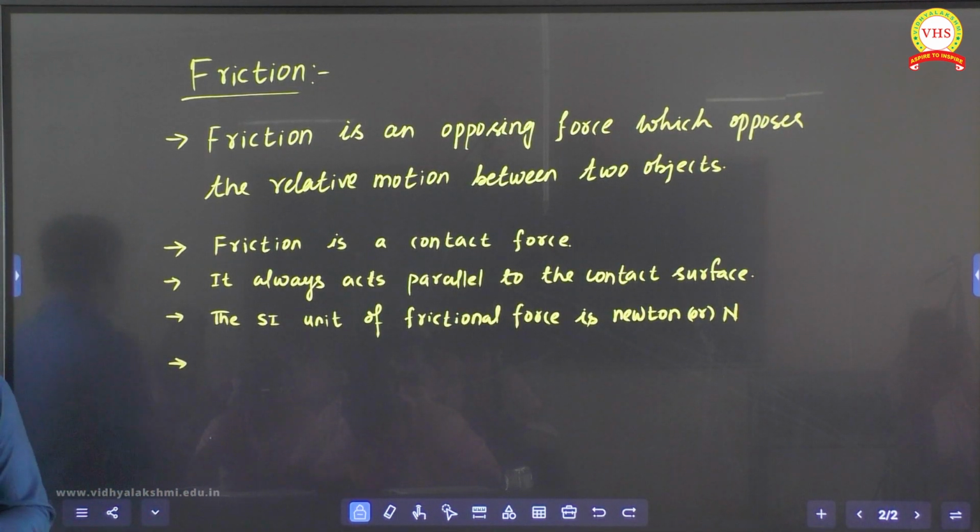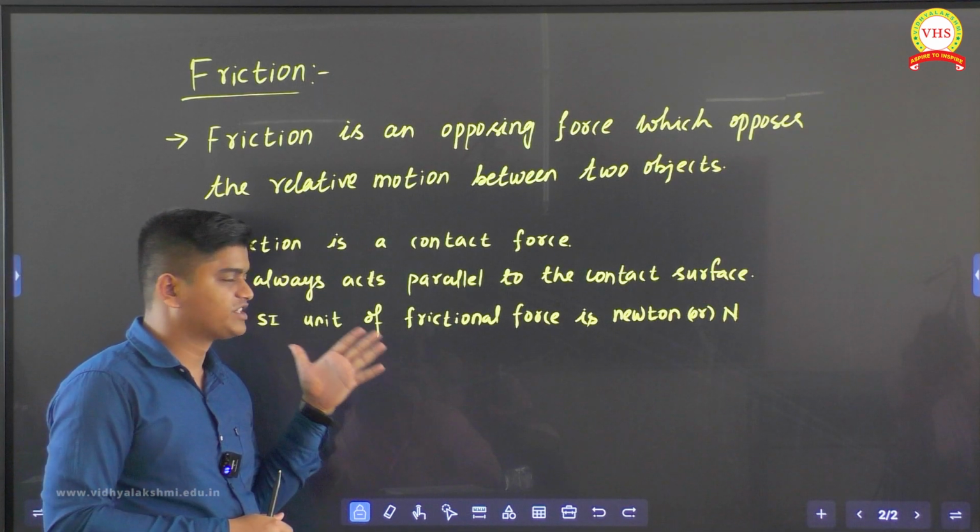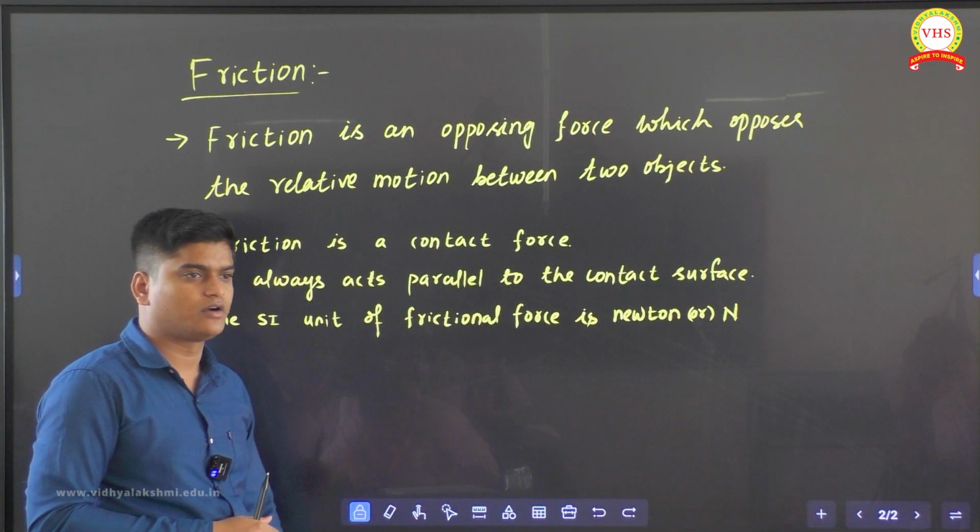Write down this many points about friction. In which direction friction acts and what it opposes, basically. Friction opposes the relative motion between two objects. Okay. And what is the SI unit of friction? It is Newton. Frictional force, or it is called friction normally.